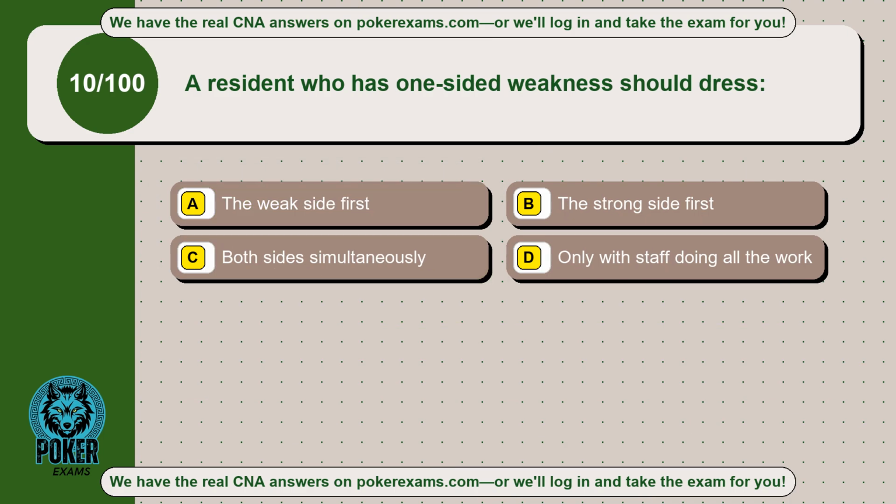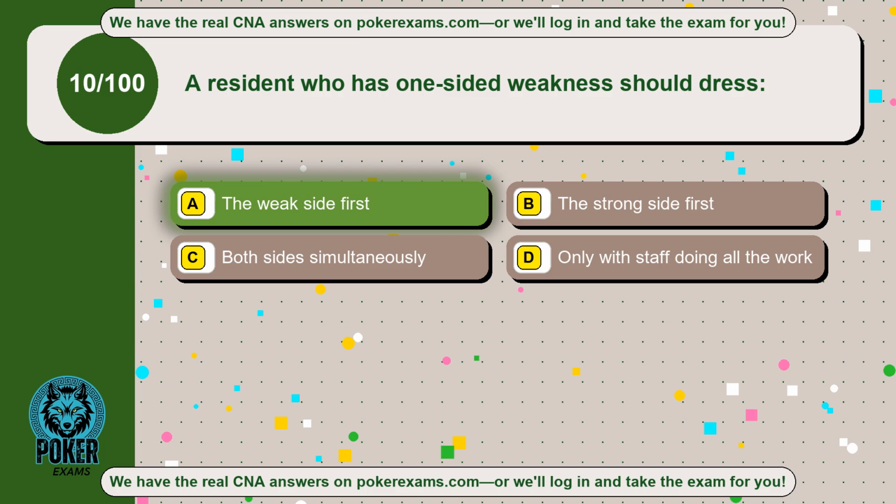Question 10. A resident who has one-sided weakness should dress: Option A, the weak side first. Option B, the strong side first. Option C, both sides simultaneously. Option D, only with staff doing all the work. The correct answer is option A, the weak side first.